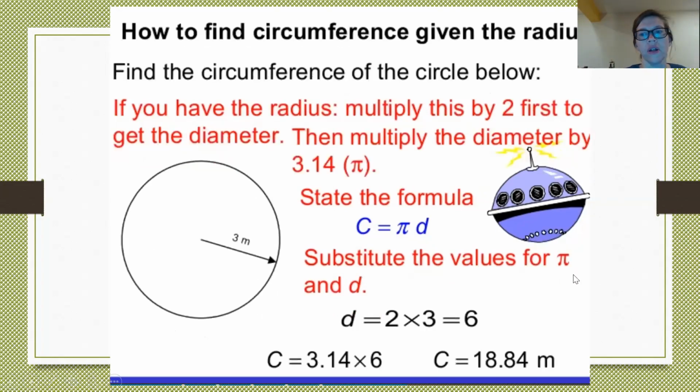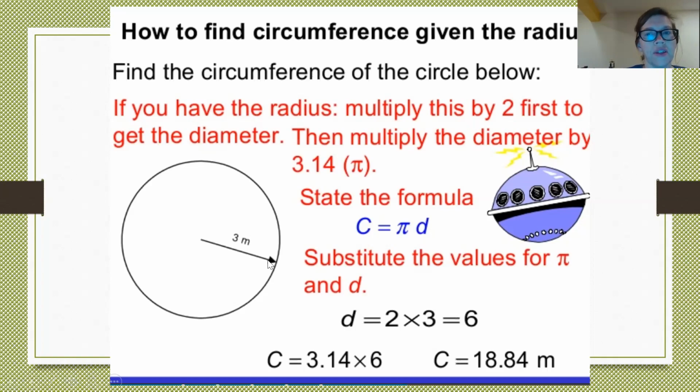All right, how to find the circumference when you are given the radius of a circle. Here's another example. Find the circumference of the circle below. If you have the radius, like we do in this case, which is 3 meters, you multiply this by 2 first to get the diameter, and then you multiply by pi. So here is your formula. Circumference, or C, is equal to pi times d.